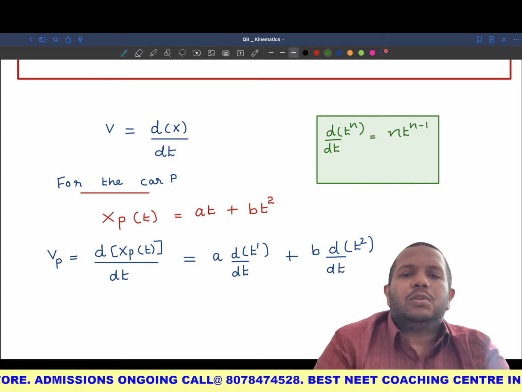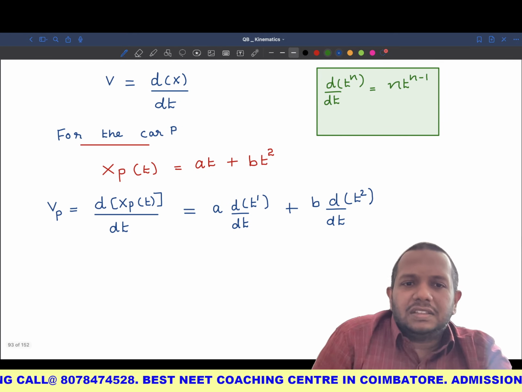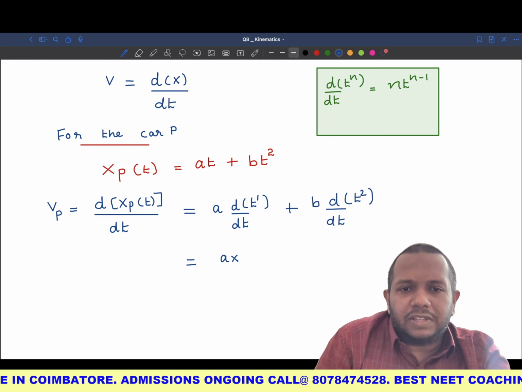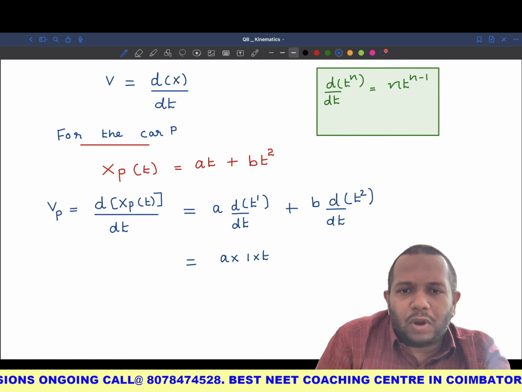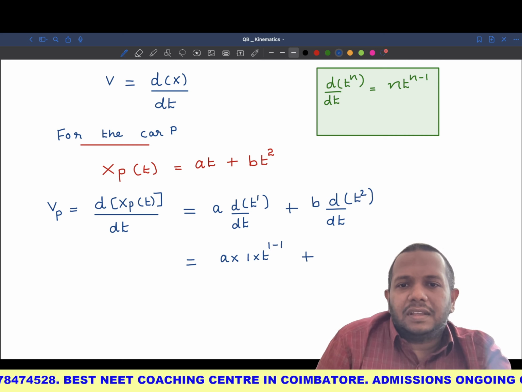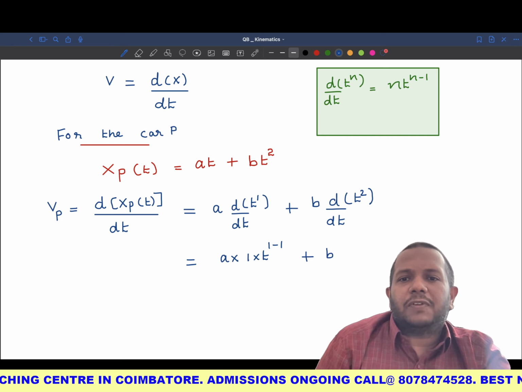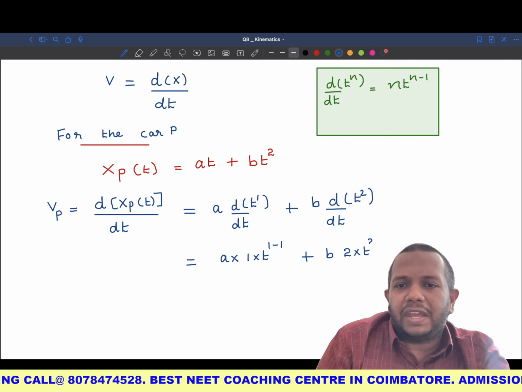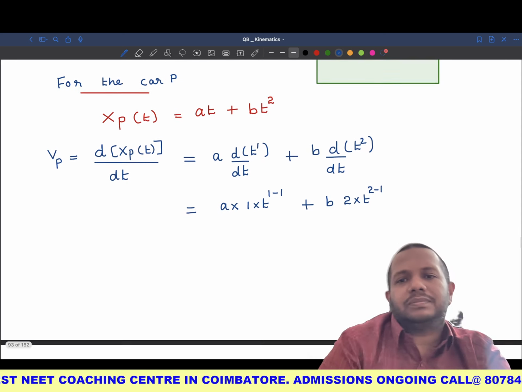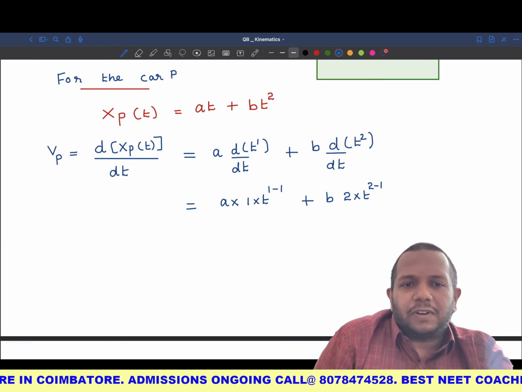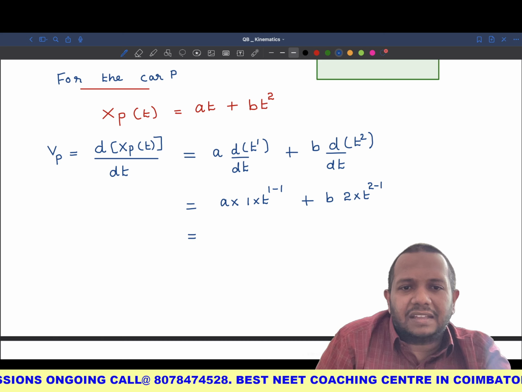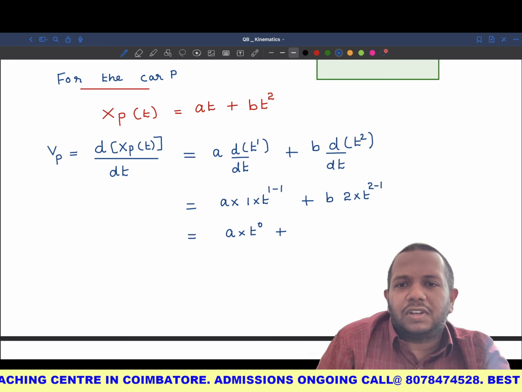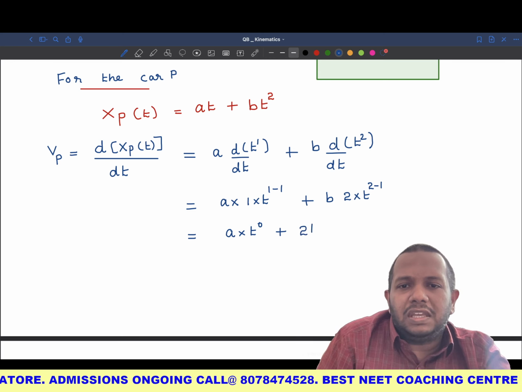Now using this fundamental, let me differentiate this. Then I will get a into 1 into t raised to 1 minus 1, plus b into, if you are differentiating this, you will similarly get 2 into t raised to 2 minus 1. I hope this is clear for everyone. Any doubt? So I have just differentiated it, and on differentiation I am getting the answer as a into t power 0 plus 2b into t.